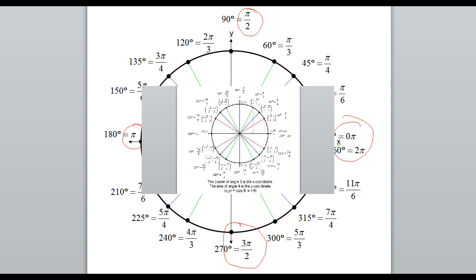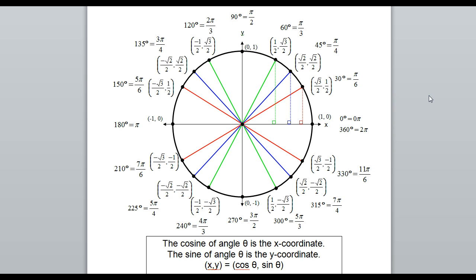Okay, so here's the final dance. You need to memorize the entire unit circle, not only the degrees, but also the radians and the coordinates. So anything I ask you, if I say, what's the sine of pi over 4? You should be able to come over and pick out, here's pi over 4, the sine is the second coordinate, sorry. So it'd be radical 2 over 2.